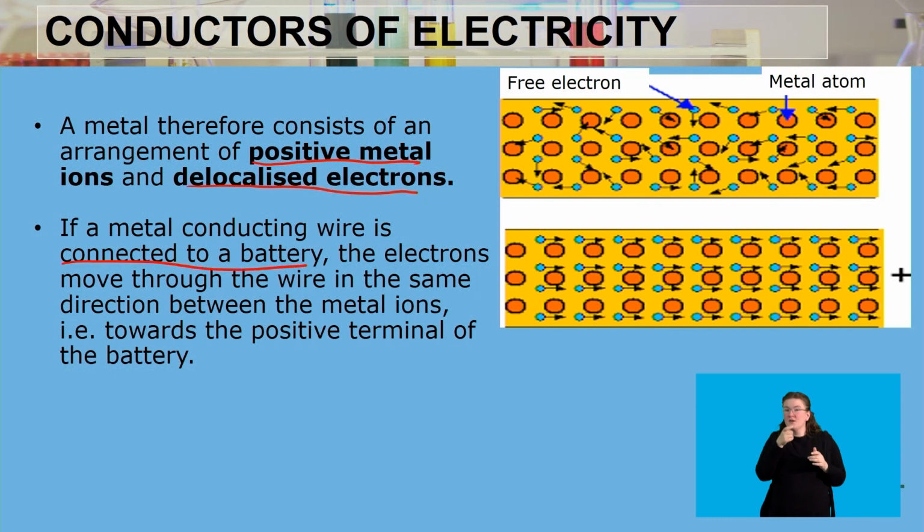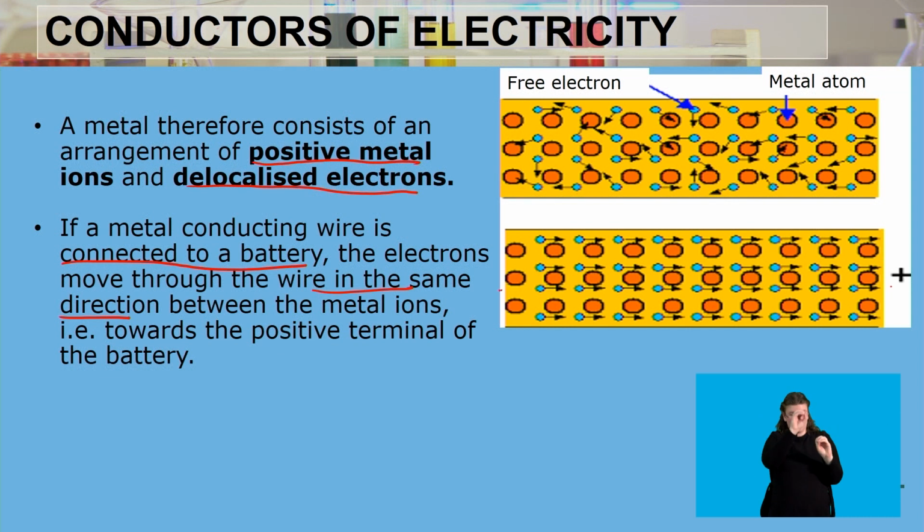that metal has the delocalized electrons, the electrons that are free to move around wherever and however they want. As we can see, all of these blue dots denote our free electrons, and you can see the arrowheads are showing different directions throughout this entire metal. So if a metal or conducting wire is connected to a battery, then the electrons are going to move through the wire in the same direction.